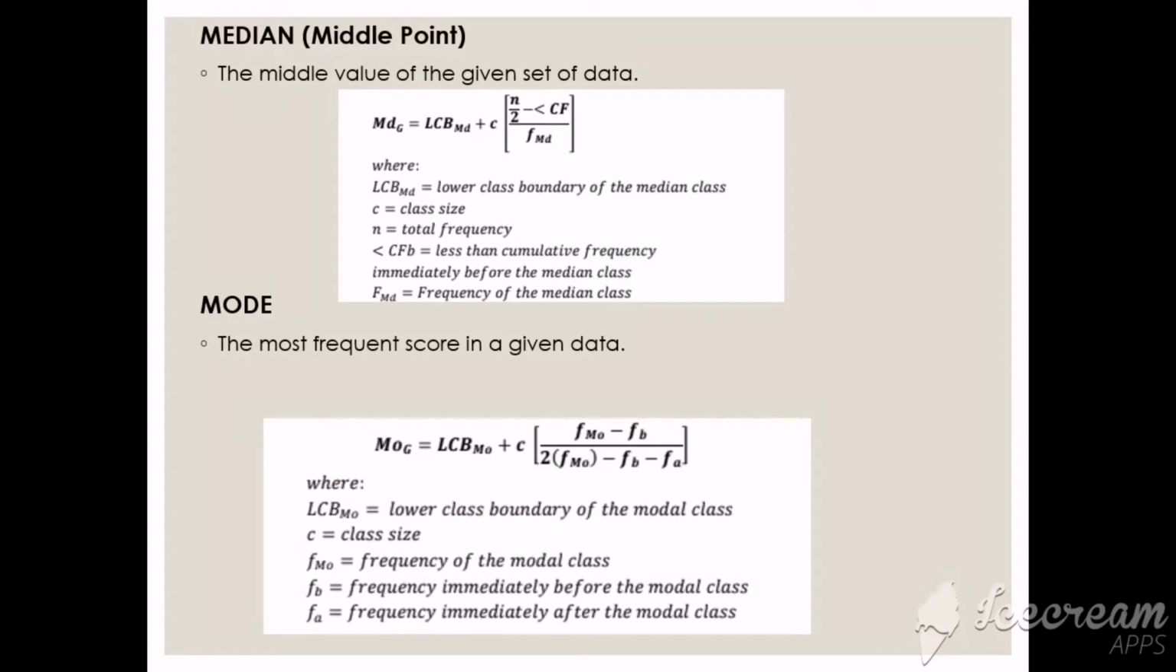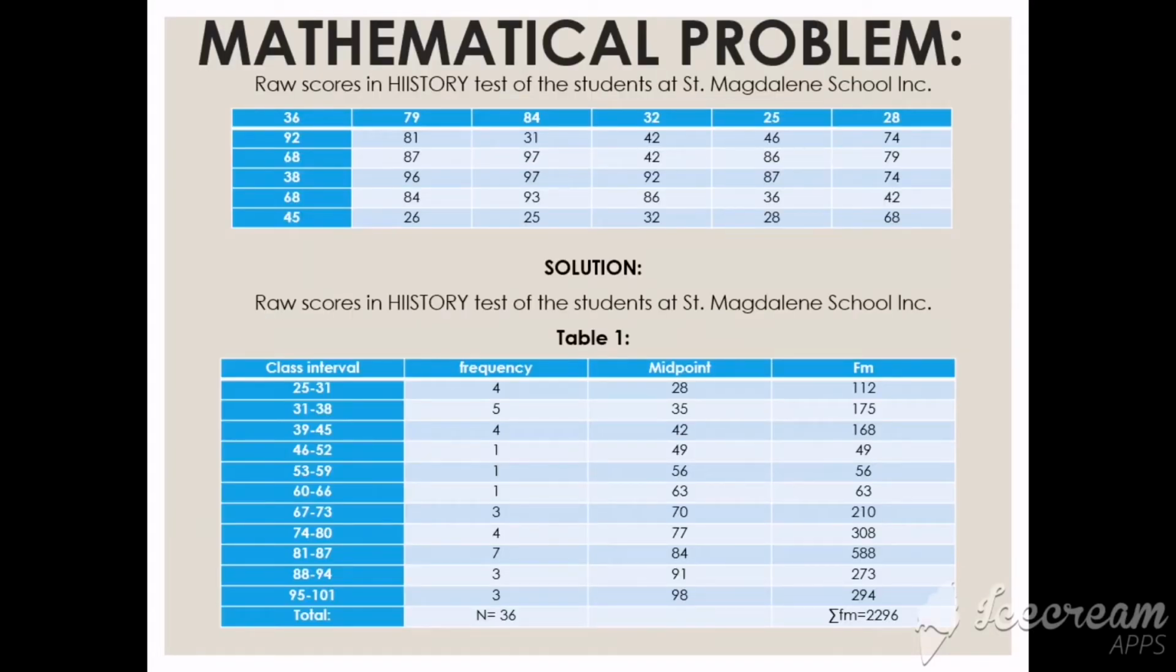of the median class plus the class size times the value of n over 2 minus the less than cumulative frequency all over FMD. So in getting the mode, we have the mode is equal to lower class boundary of the modal class plus the class size times the value of FMO minus FB over 2 times FMO minus FB minus FA. So we are going to proceed with the mathematical problem.